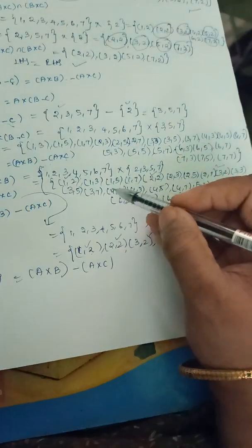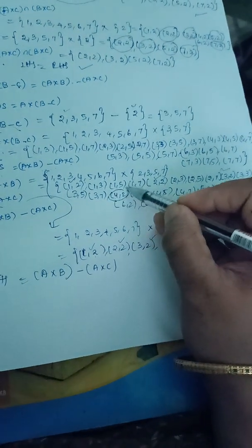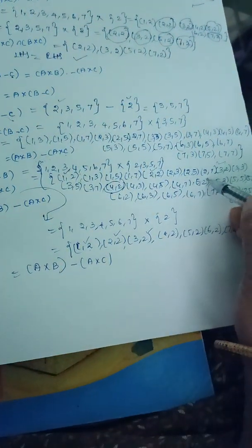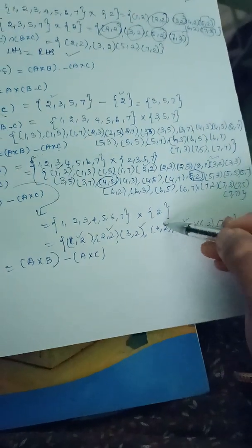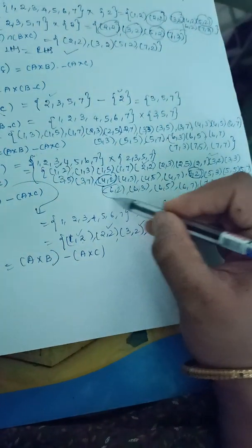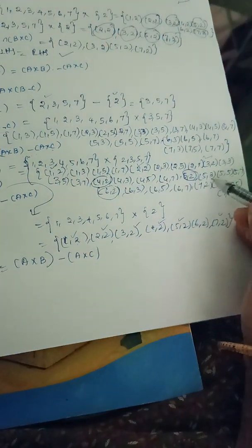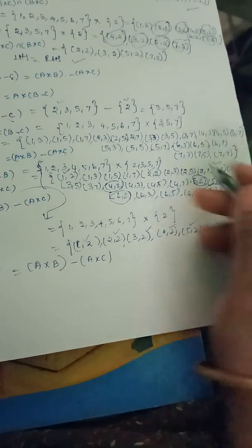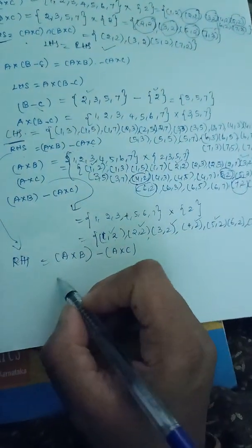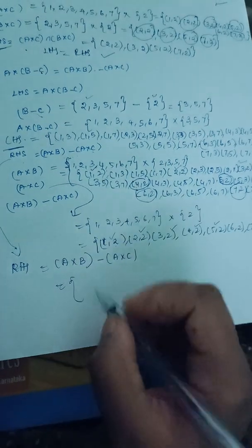4, 2 is there. Next 5, 2, no need to write. Next 6, 2 also no need to write. Next 7, 2 also no need to write. So remaining all the elements you should write. That will be our RHS. Okay, what are the elements?